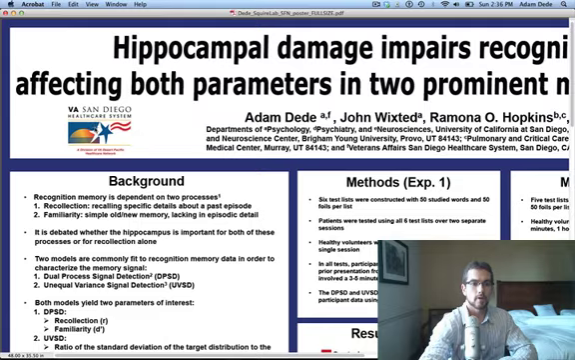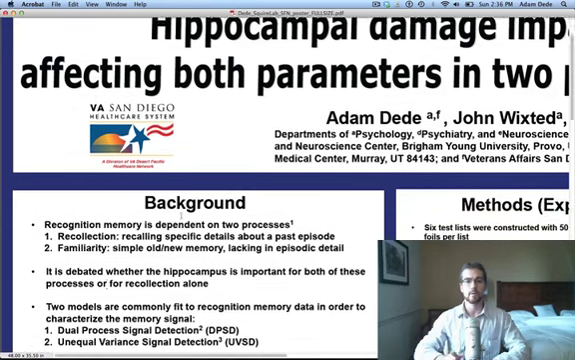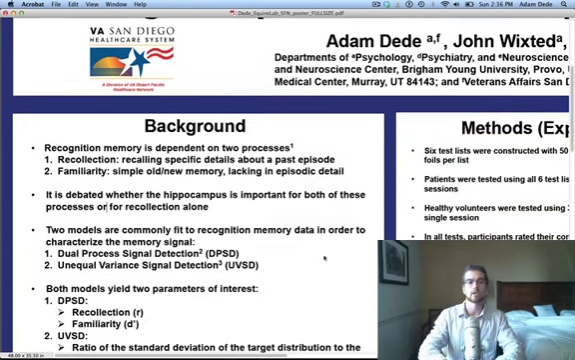So for some background here, recognition memory is dependent on two processes, recollection and familiarity. So recognition, first of all, is just the ability to see someone or something and recognize that you've seen that thing before. And so recollection is the process that allows you to recall specific events and details about a past episode, whereas familiarity just gives you a simple old-new memory, lacking any sort of episodic detail. So an example of familiarity would be you see somebody and you have that experience of knowing that you've seen them before, but you just can't place them.